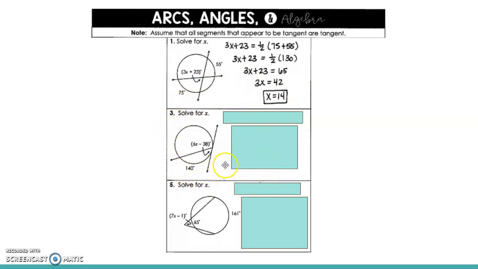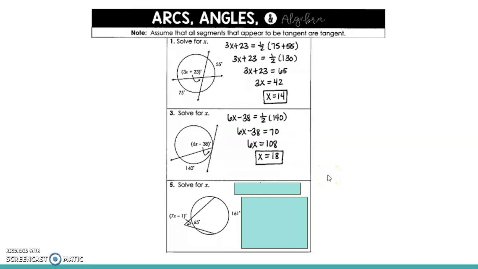For number 3, we're solving for x, and this is an example of an on the circle problem. So on the circle, our relationship is we just need to take our arc measure and cut it in half to find that angle. So when I set up my equation, I have 6x minus 38 equals half of that arc measure, 140. When we solve for x, we find that x equals 18.